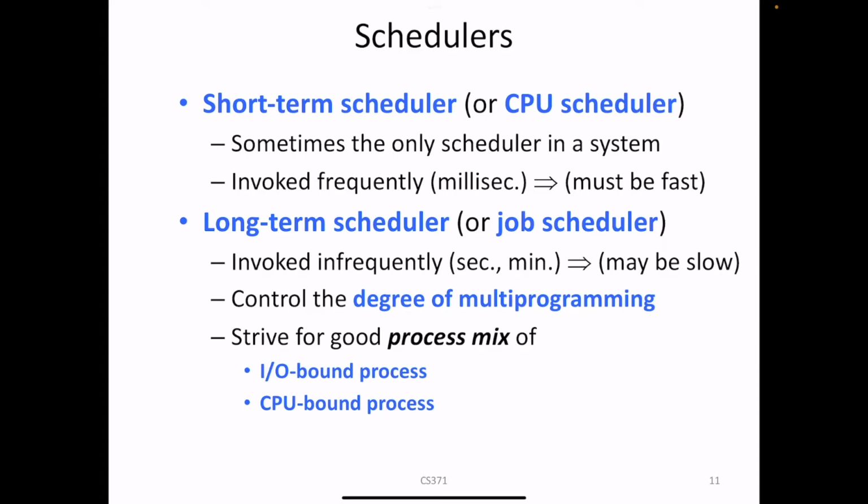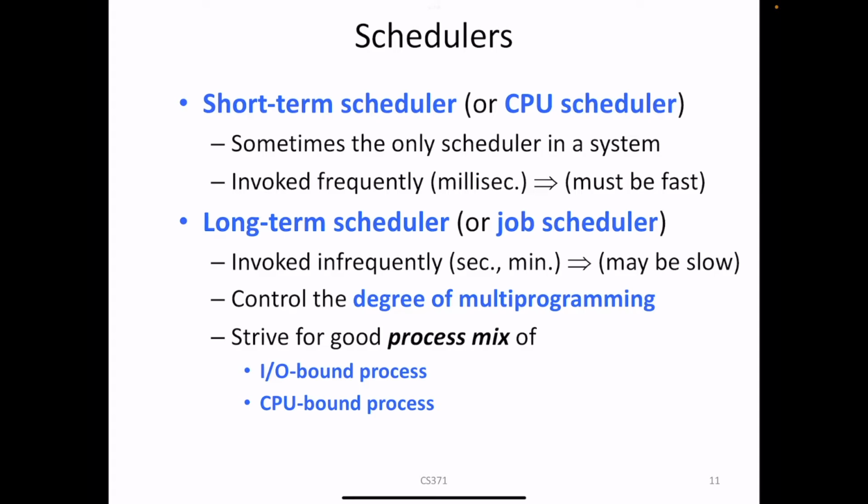Remember, the algorithm that decides which process can be put onto the CPU is called a scheduler. In general, there are different types of schedulers depending on the time scale. The first type is called the short-term scheduler. We often call it the CPU scheduler. The CPU scheduler will decide which process can be put onto the CPU to be executed. And sometimes it is the only scheduler in the computer system.